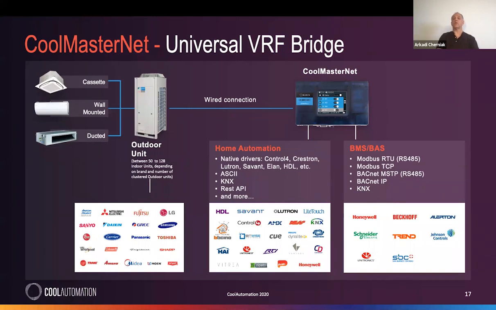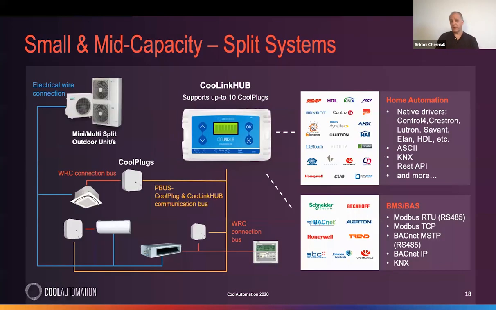And of course, if you need also to provide some BAS or BMS type of solution, that is possible as well, because we support both Modbus and BACnet and KNX and so on. In a similar fashion, all these integrations are possible as well, but also with split systems for small and medium capacity projects where these kind of systems are used. You would use not the CoolMasterNet, but you would use the Cooling Hub and the Cool Plug combination. And on the right side, you will still have all the same functionalities for integration with any kind of automation system.